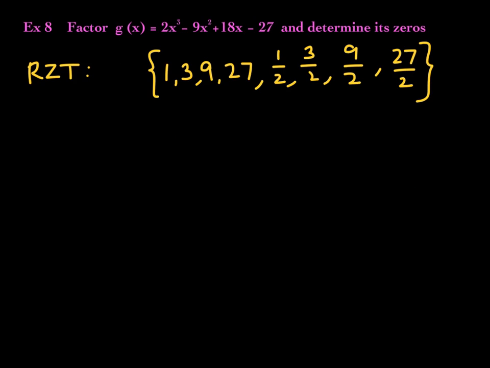All right, everybody, here's my updated list. I just took out the plus or minus symbol, and now I only have positive possibilities for rational zeros. Now here we go. We're going to start checking these possibilities using synthetic division. Let's start with the number 1. And my coefficients of the function are 2, -9, 18, and -27.